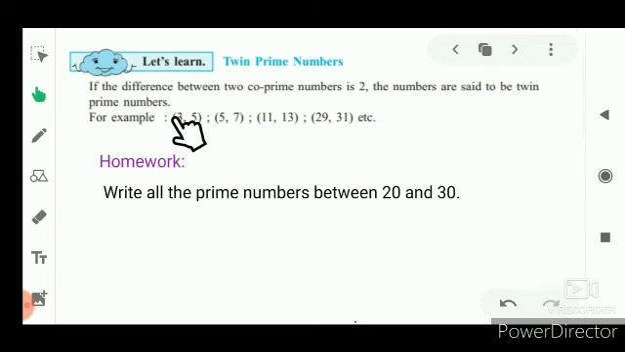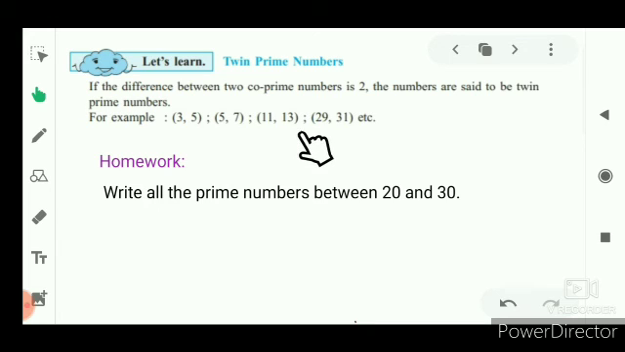For example, 3 and 5 are prime numbers and their difference is 2. 5 minus 3 is 2. So 3 and 5 is a pair of twin prime numbers. 5 and 7: 5 is also a prime number and 7 is also a prime number, and the difference between 5 and 7 is 2. 7 minus 5 is 2. So 5 and 7 are twin prime numbers.